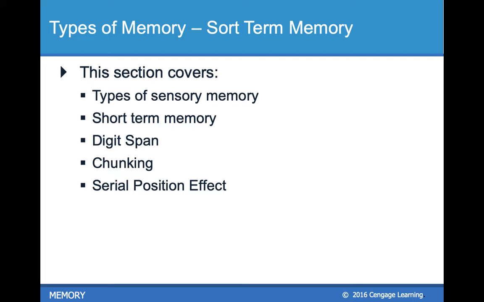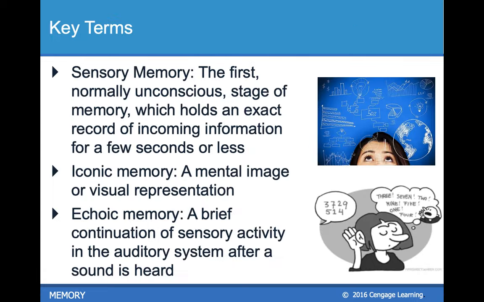So first we're going to be talking about short-term memory, and we're going to be going through a couple different aspects of short-term memory. So first off, short-term memory starts with what we call sensory memory. This is the first and normally unconscious stage of memory, and that holds the exact record of incoming information for a few seconds or less. So as I'm talking to you and as you're watching this video, you have imagery coming in, you have sound coming in, and your brain is essentially reading through that information, and that's part of your sensory memory.